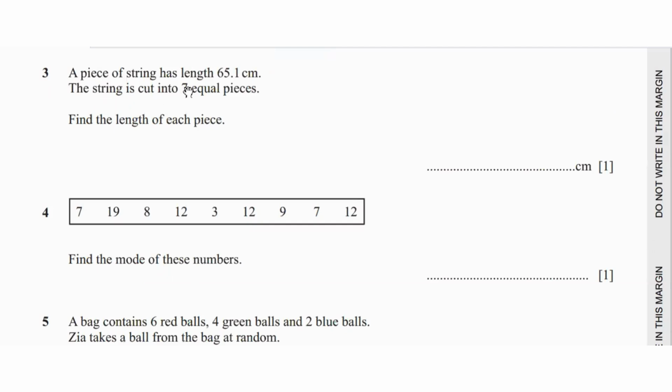Question 3 says a piece of string has length 65.1 centimeters. The string is cut into 7 equal pieces. Find the length of each piece. So for this, we just divide 65.1 by 7. We know 7 nines are 63. Subtract it. Remainder 2. Move the decimal up. Bring the 1 down. 7 threes are 21. 0 remainder. So that means it's 9.3 centimeters.